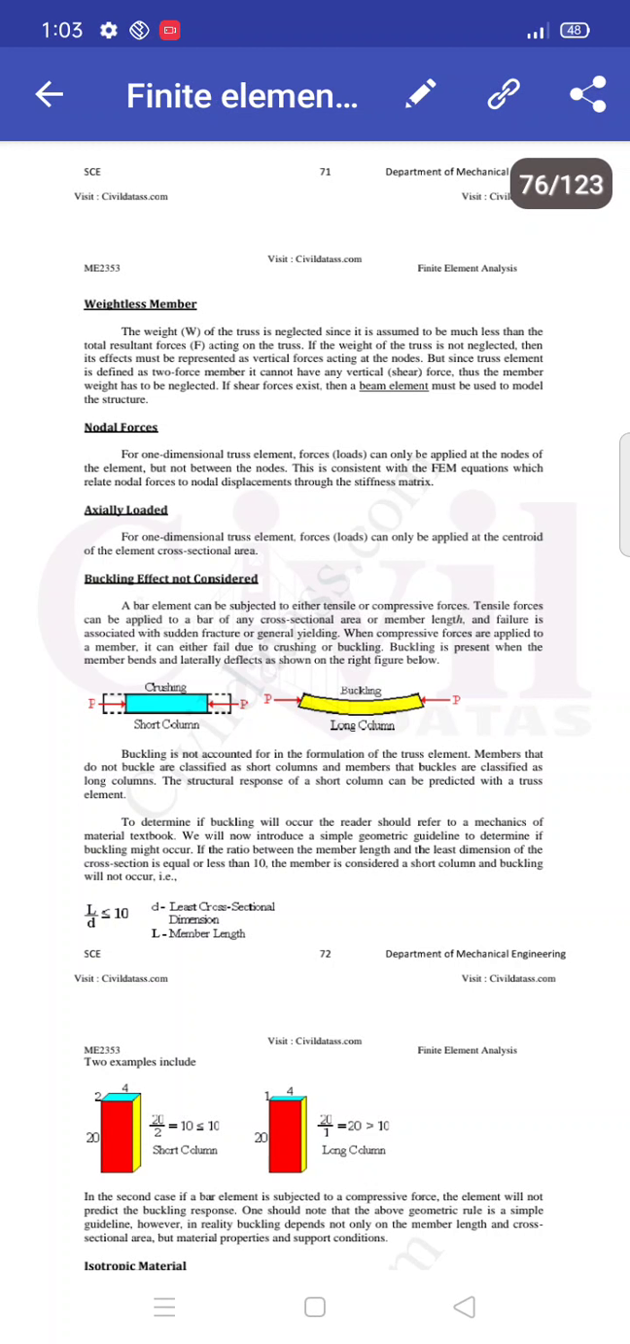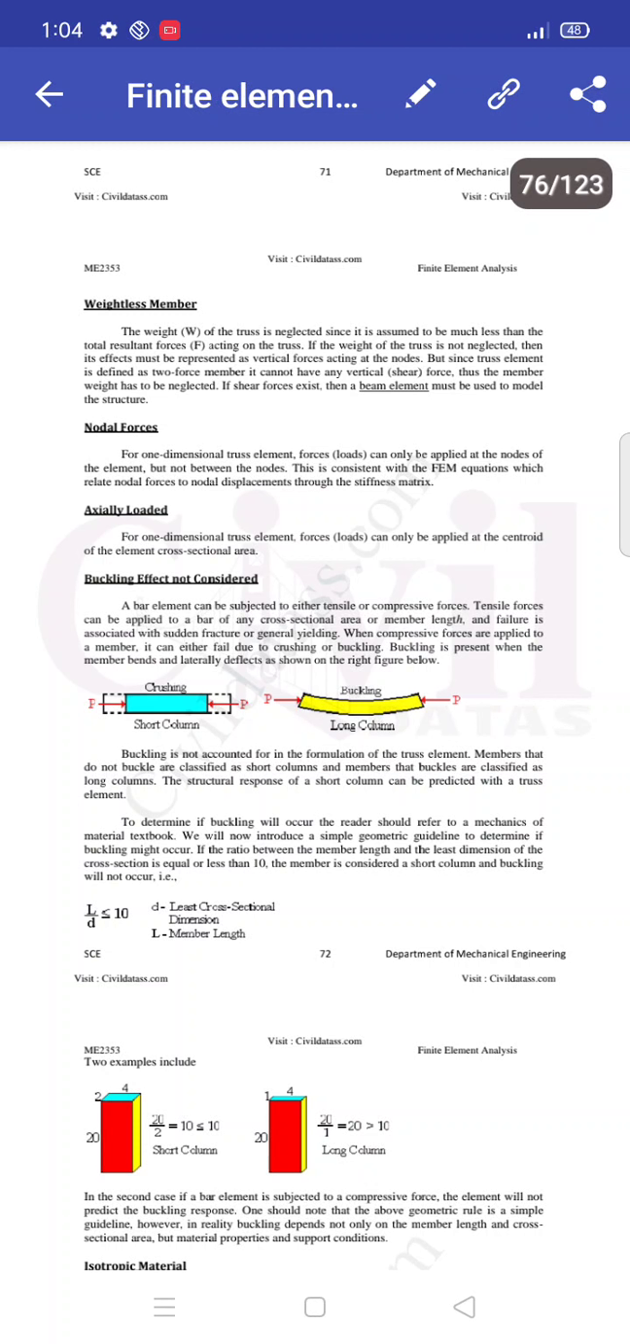Buckling effect not considered. A bar element can be subjected to either tensile or compressive forces. Tensile forces can be applied to a bar of any cross-sectional area or member length, and failure is associated with sudden fracture or general yielding. When compressive forces are applied to a member, it can fail due to crushing or buckling. Buckling is present when the member bends and laterally deflects as shown in the diagram. Buckling is not accounted for in the formulation of the truss element.